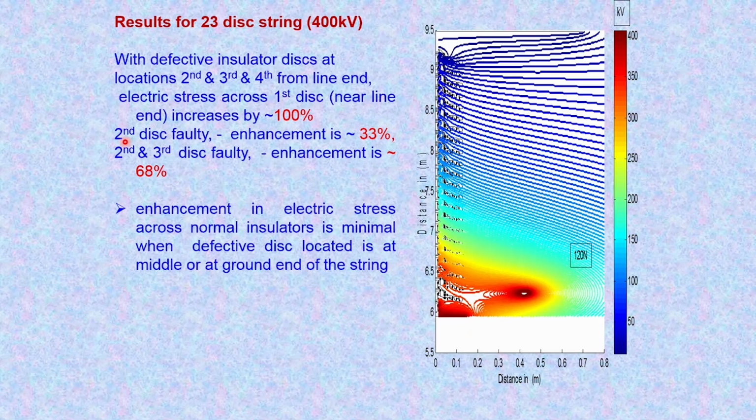So, here you can see another example. If only the second insulator disc is faulty, then the field enhancement is around 33%, or if the second and third are faulty, the enhancement is 68%. You can see that if three are faulty, it is 100%. As the number of faulty discs is reduced, the percentage of stress also decreases. So, the fault plays a role, how many insulator discs are faulted plays a role, and the location plays a role. Location, how far from the line end, is a very important factor to be noted.